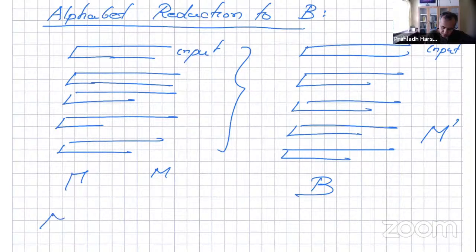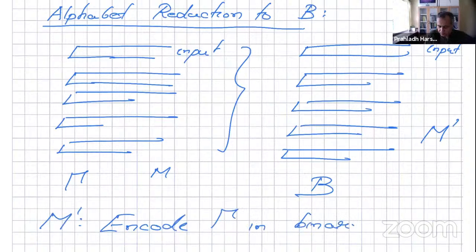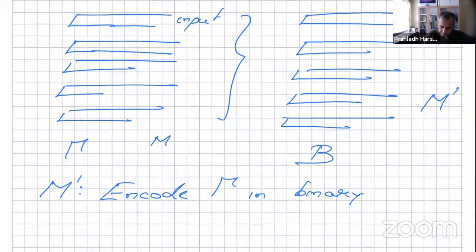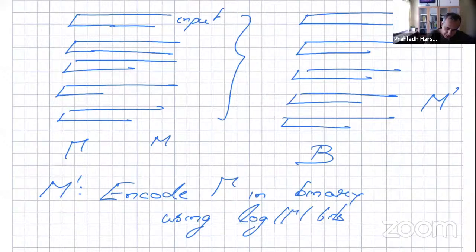M prime is going to be encoding gamma in binary using log gamma bits. So what will happen is, a symbol here will get converted to log gamma symbols over here.